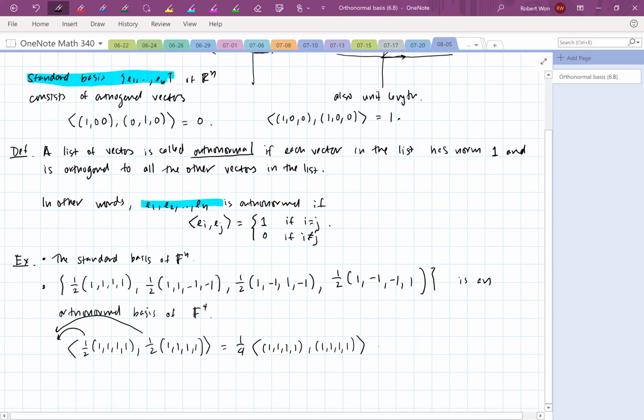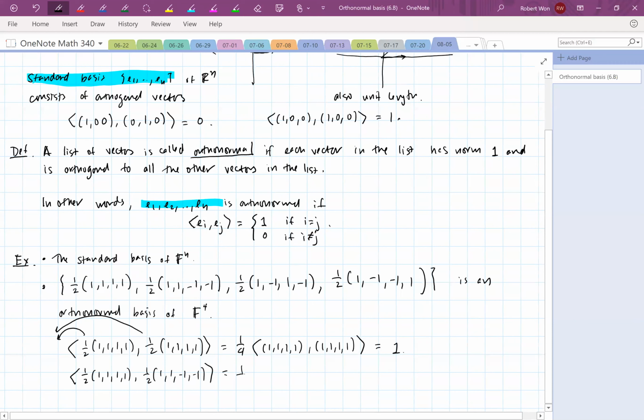And then, of course, this inner product in the middle, that's 4. That's 1 plus 1 plus 1 plus 1. And of course, that computation will work the same if you take any of the vectors with itself, because the square of -1 is also 1. And then, let's just take the first two vectors to make sure that they're orthogonal.